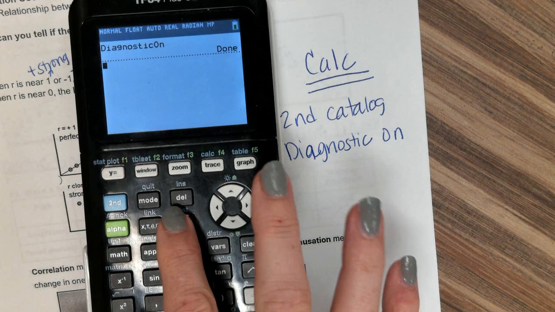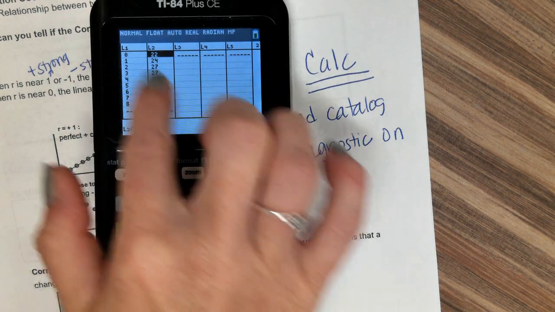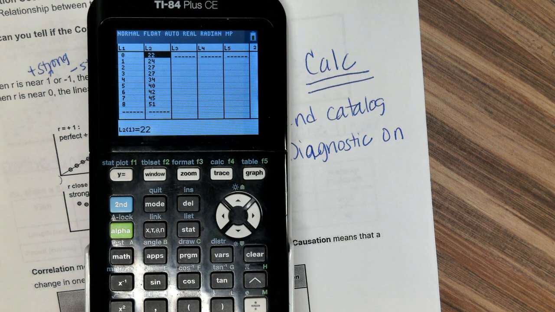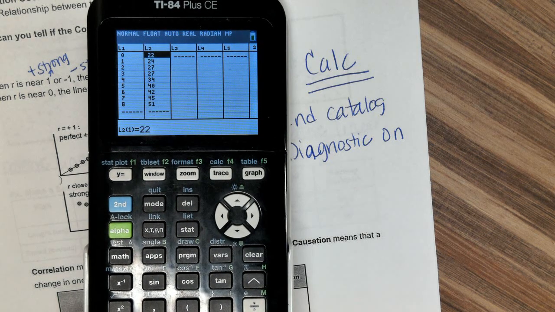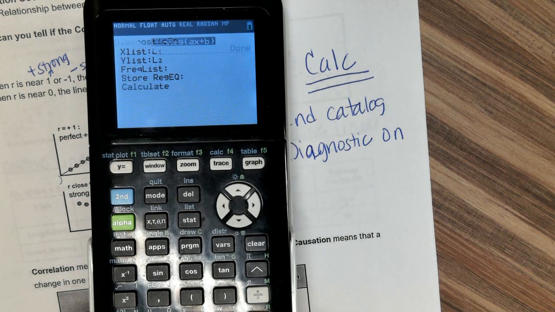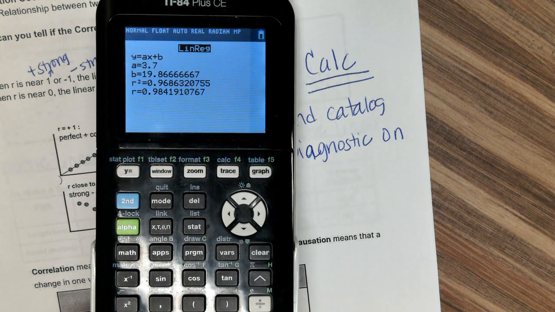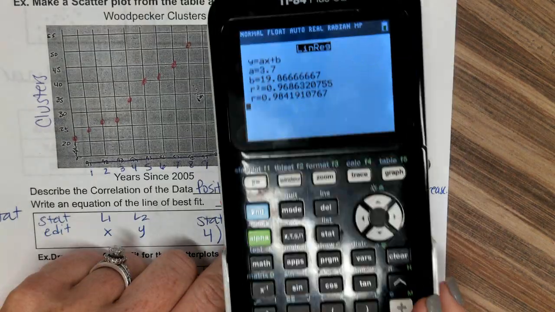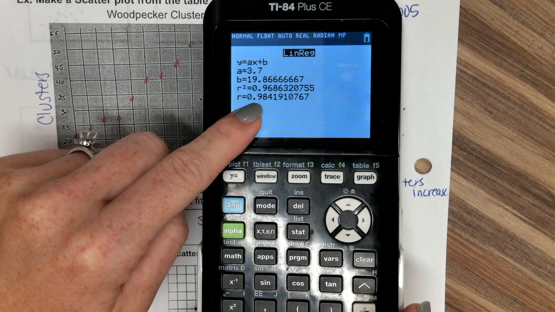So our data's still in, so go to stat edit. Your data's still there, so leave it there. Okay? If you cleared it out, just watch with me. And then we're going to go to stat calc option 4. And this time it gives us an equation. Is that equation the exact same equation we just wrote right here? And it gives us an R.